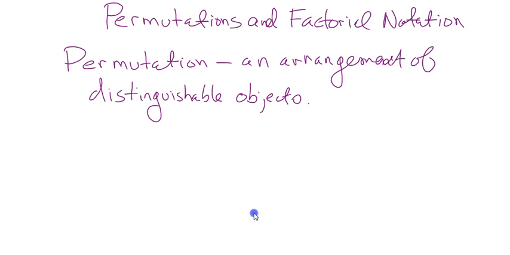Okay, so a definition of permutation, this is in the book as well, right? It's an arrangement of distinguishable objects. So I have five different books, and we want to figure out how to arrange them. Can we use the fundamental counting principle? Because I have 5 things, we may use the FCP.